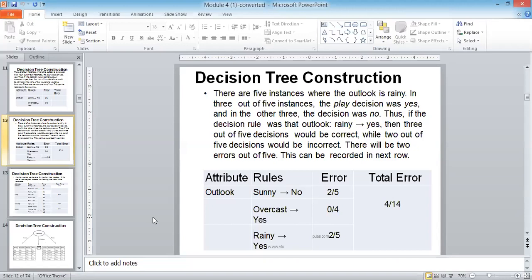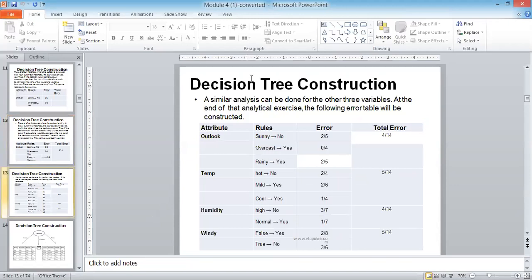Just 10 times you can play. This is how the decision tree construction goes. A similar analysis can be done for the other 3 variables. At the end of all this analytical exercise, the following error table will be constructed.